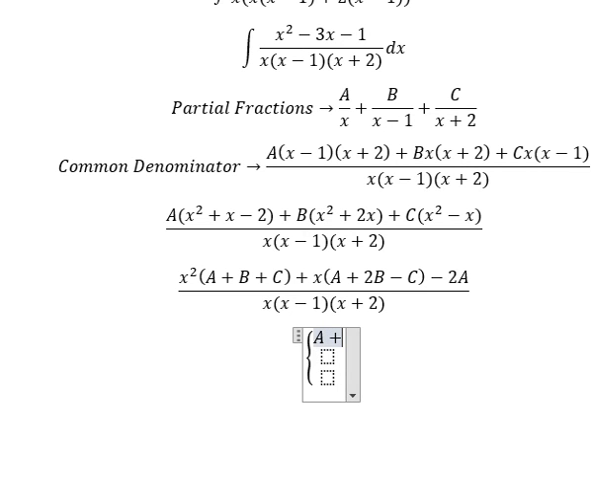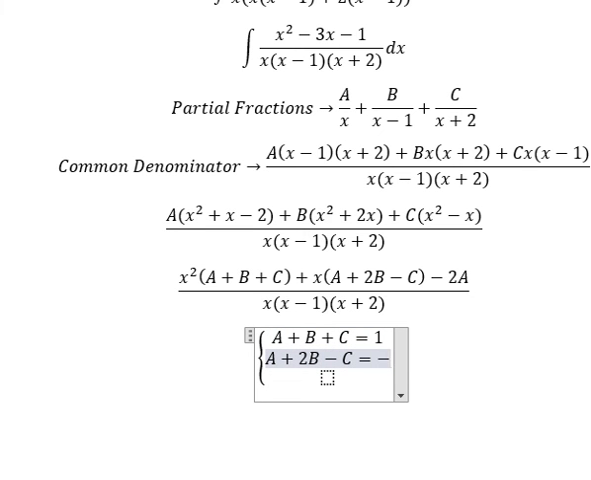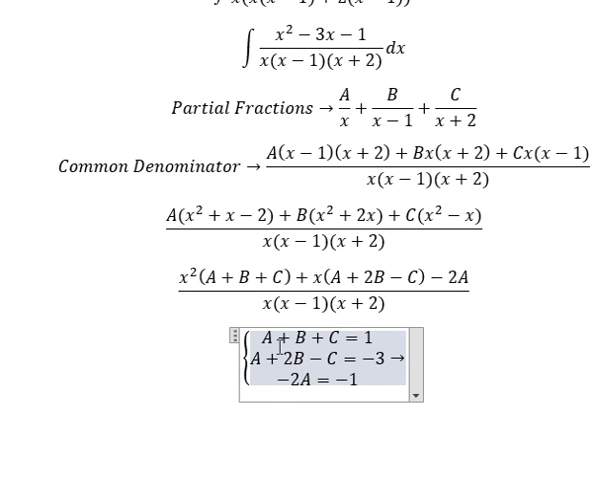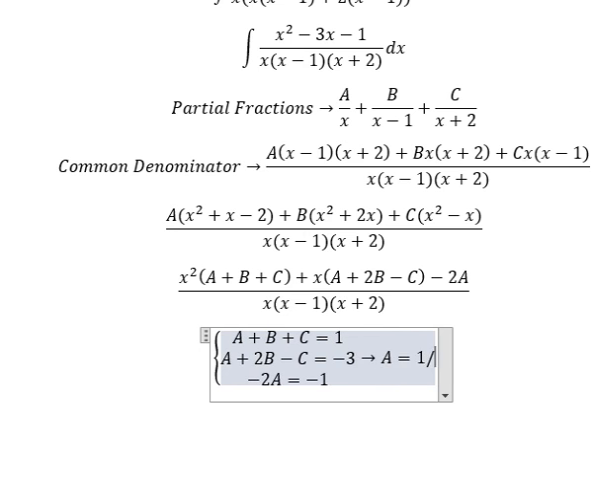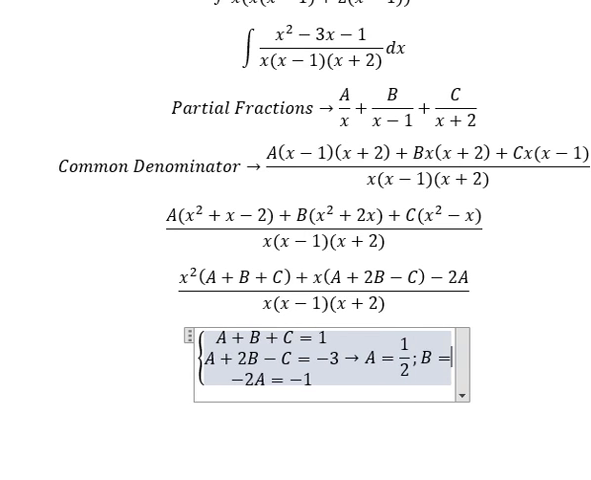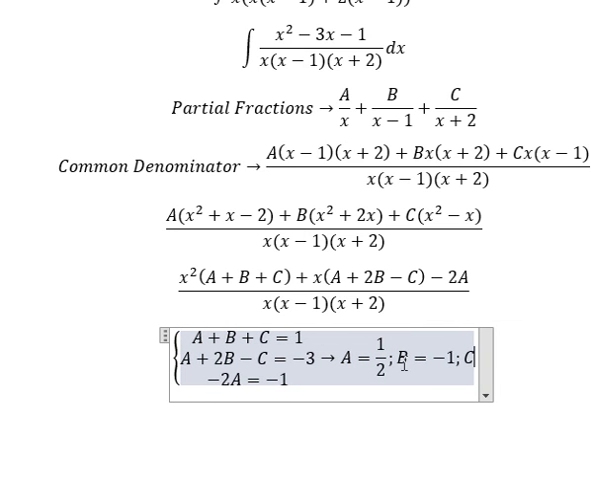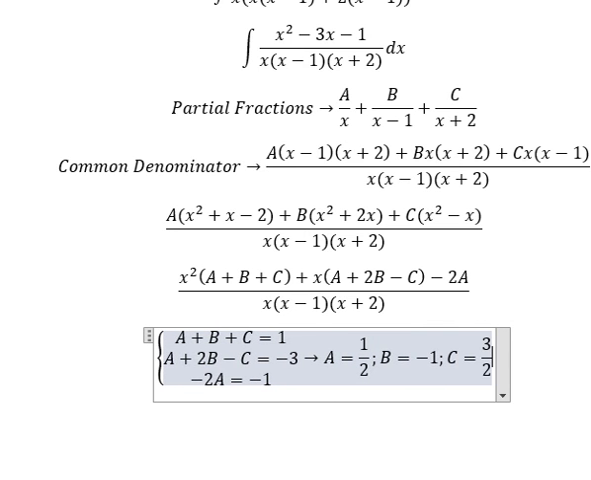So we have a plus b plus c equals 1. A plus 2b minus c equals negative 3. And the last one, negative 2a equals negative 1. Now we need to find the solutions of a, b, c. So a equals 1 over 2, b equals negative 1, c equals 3 over 2.